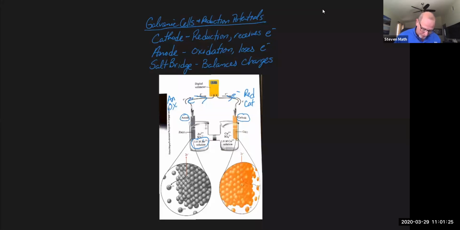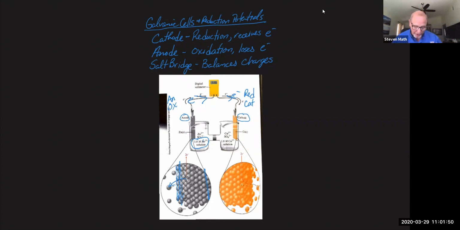What's happening on the anode side is the zinc is going from the zinc metal. This is my zinc electrode right here. Those atoms are losing an electron, and that zinc is going into solution. Basically, for lack of a better term, the zinc is dissolving. It's going from an atom of zinc to an ion of zinc.